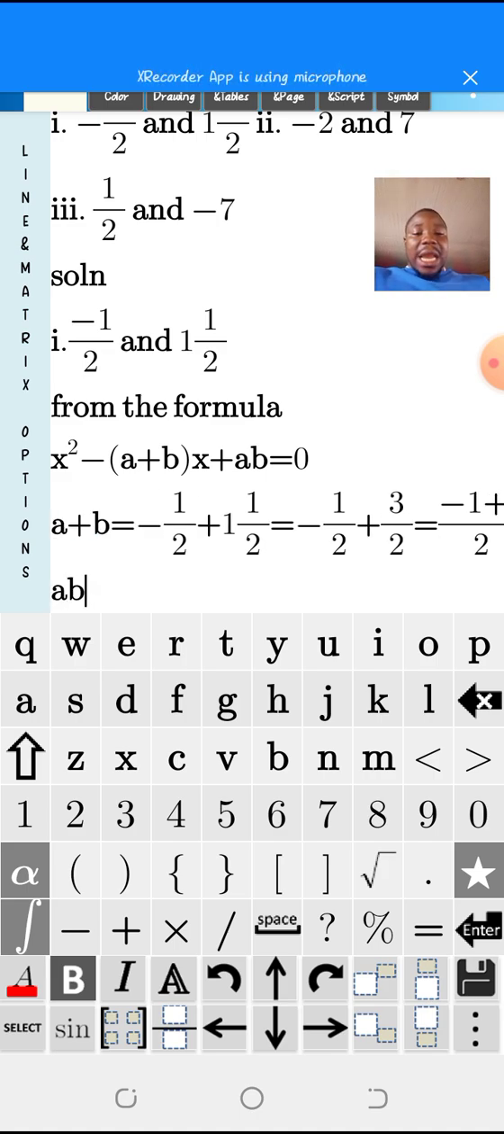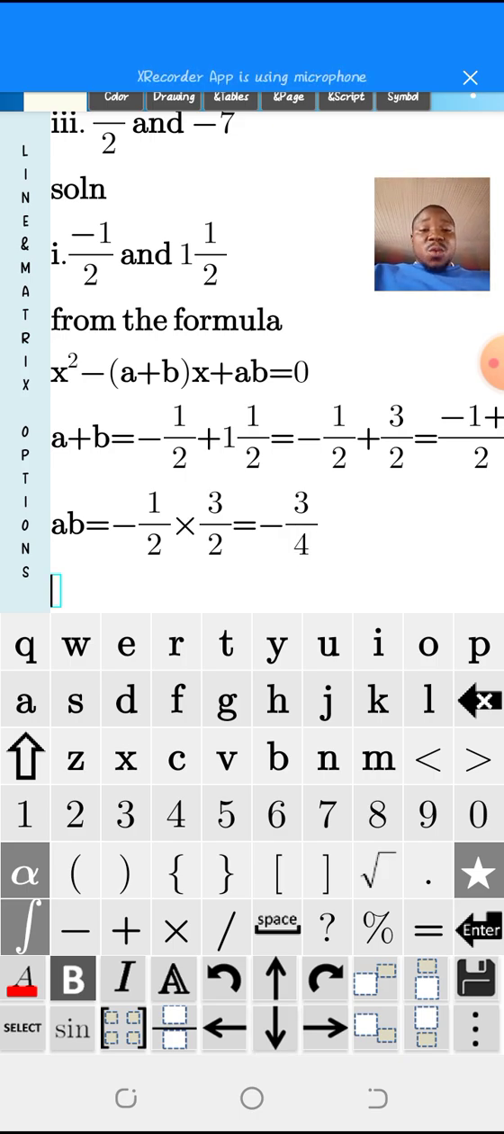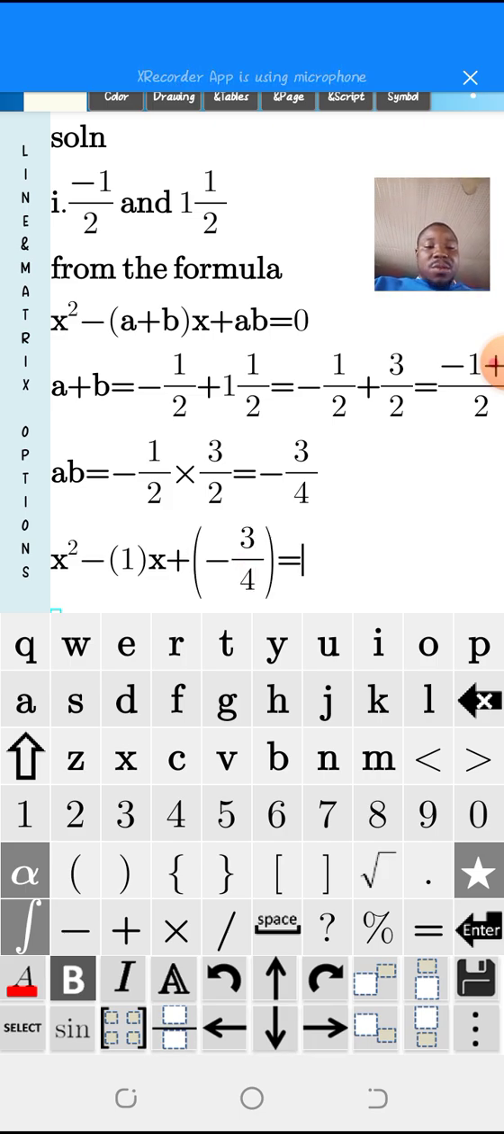So let's quickly look at ab, which is the product of roots. It simply means minus 1 over 2, which is your a, multiplied by 1 whole number 1 over 2, which is the same thing as 3 over 2. So multiplying this gives us minus 3 over 4. Is that okay? So from here, we can now substitute the sum of roots and the product of roots into the formula, and this becomes x squared minus (1)x plus (minus 3 over 4) equals 0.